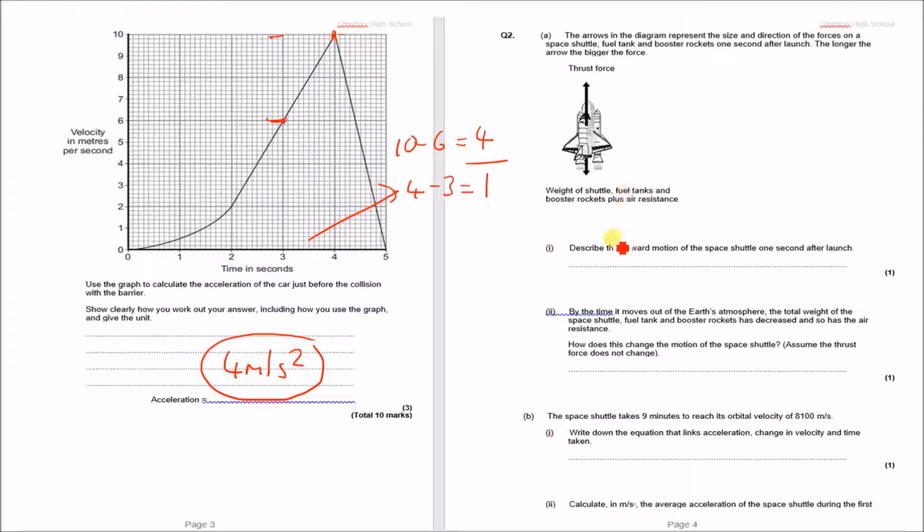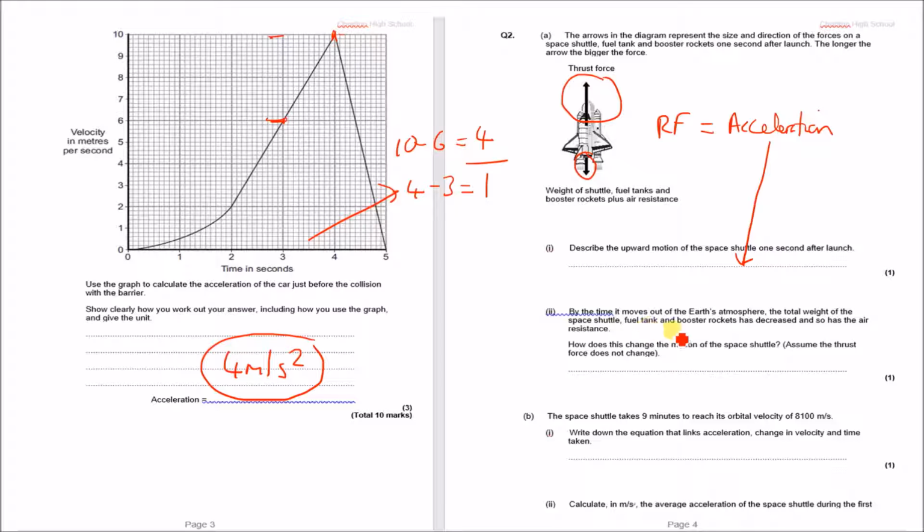Okay, so describe the upward motion of the shuttle 1 second after launch. Well, you can see that this force is greater than this force, so this means we have an overall resultant force, and that means we have acceleration. Any resultant force will cause acceleration in the direction of the resultant force.